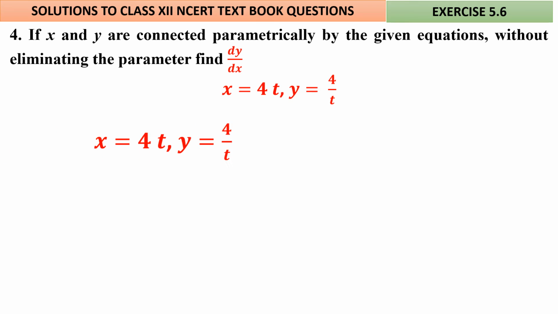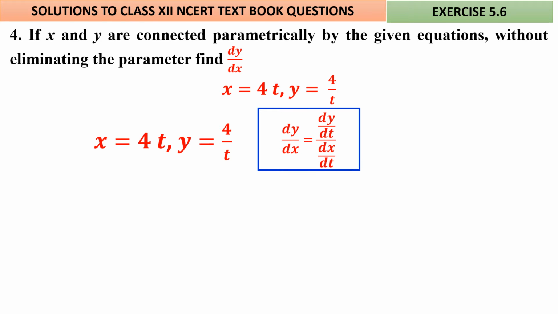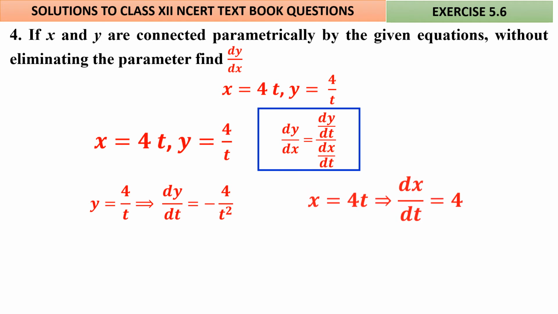Once again, we have to find the dy by dx for x is equal to 4t and y is equal to 4 upon t. The formula is dy by dt upon dx by dt. First, let me find the derivative of y with respect to t. 4 upon t, the differentiation of 1 by t is minus 1 by t square. Therefore, dy by dt is minus 4 upon t square. X is 4t, but differentiation is very simple. Dx by dt is 4.